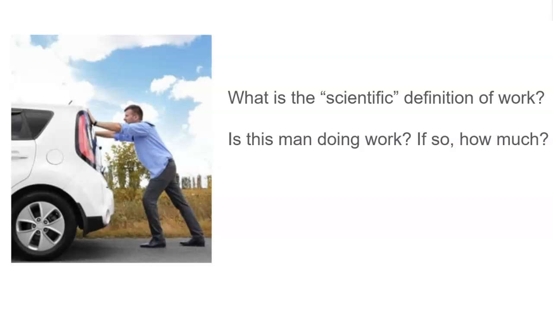In this video, we're going to compare the concept of work and power. So we want to ask the question, what is the scientific definition of work? And this person on the left pushing on this car, is this man doing work based on that definition? And if so, how much?